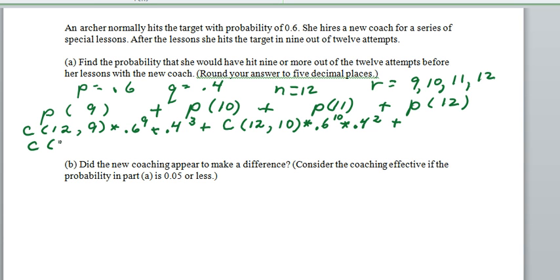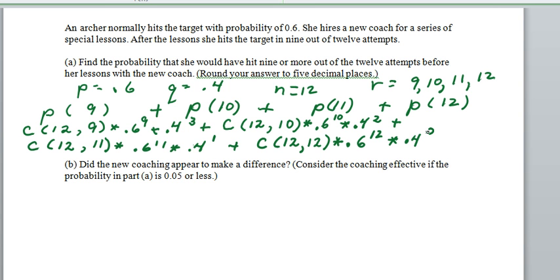plus the number of combinations of 12 taken 11 at a time times 0.6 to the 11 times 0.4 to the 1, plus the number of combinations of 12 taken 12 at a time times 0.6 to the 12th times 0.4 to the 0. And we want to get this to 5 decimal positions.